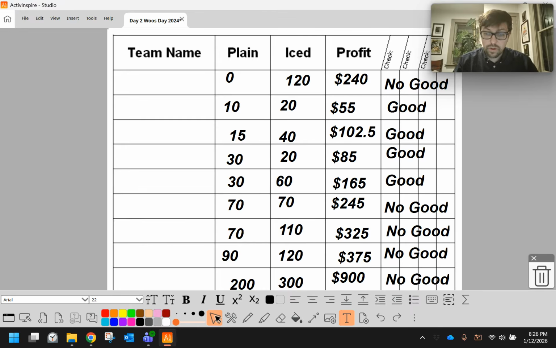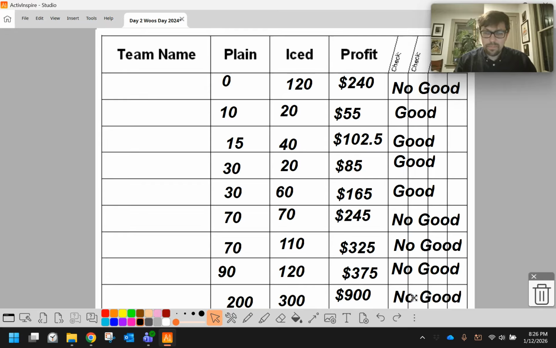Unfortunately, some of these we're not able to actually do because the Woos don't have enough icing to make 300 dozen iced cookies, and they only got so much time in the day to be able to do that. So these particular values are not able to be done, but they got great money. And then these ones are good. They can do this, but is that the best? How do we know what the best amount is? We can keep guessing and guessing and guessing, but we're never going to get a for sure.